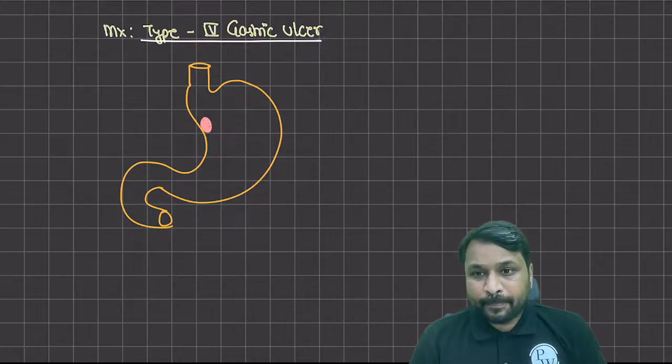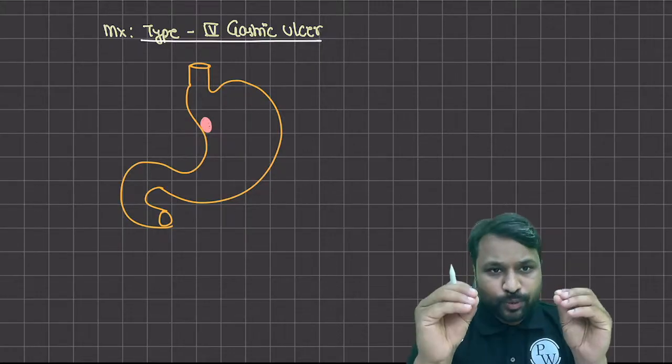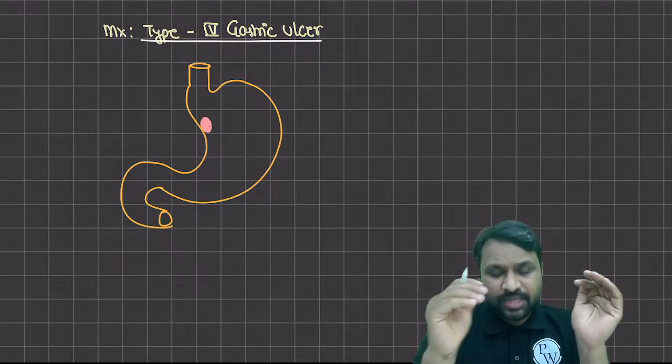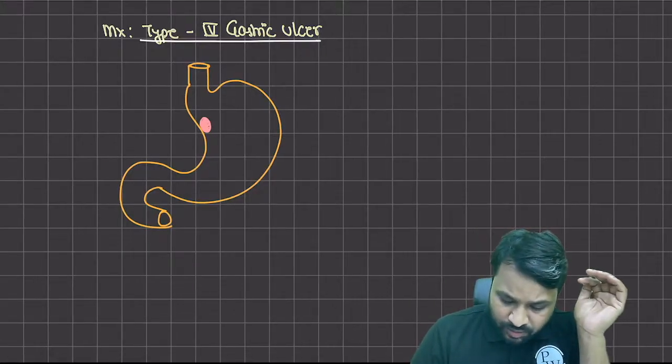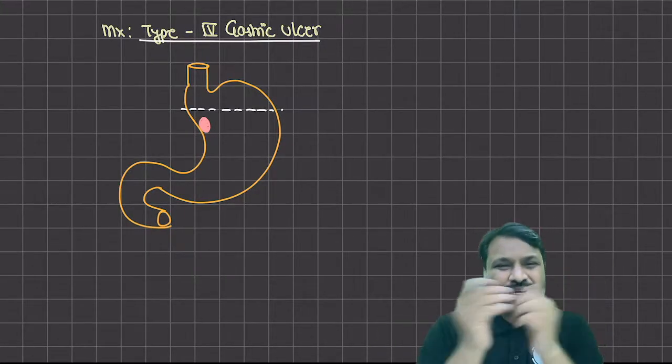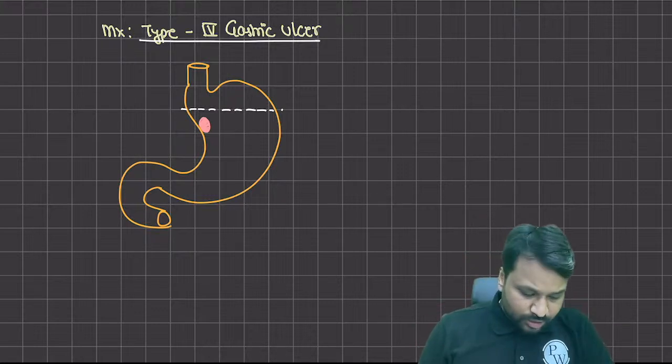Now, how do you approach this particular site? Because if I remove this much part of the stomach, there is hardly any stomach left, right? So it becomes very difficult for us to think about it. So what do you have?